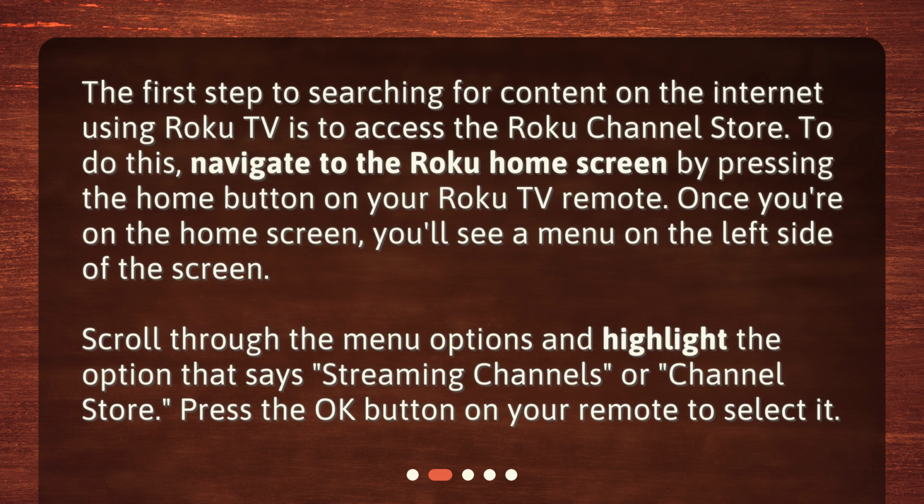Once you're on the home screen, you'll see a menu on the left side of the screen. Scroll through the menu options and highlight the option that says Streaming Channels or Channel Store. Press the OK button on your remote to select it.